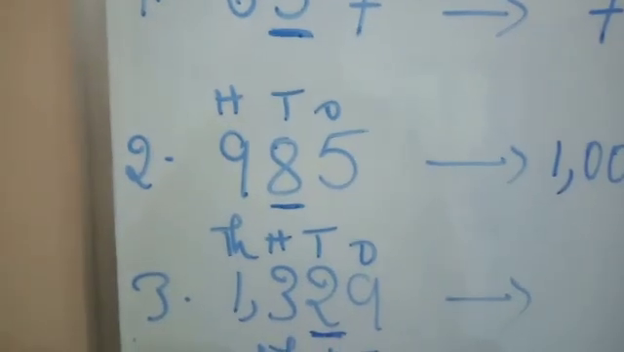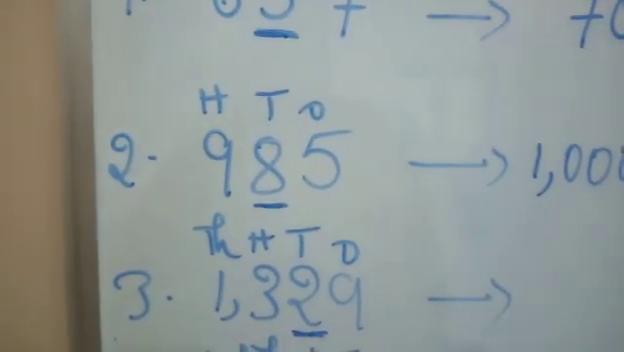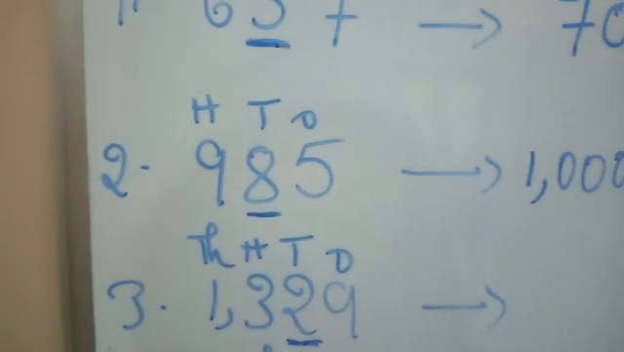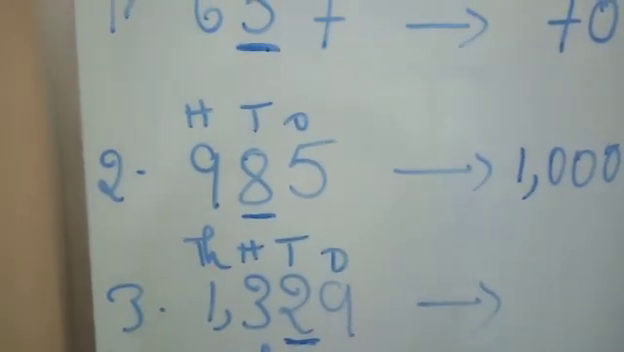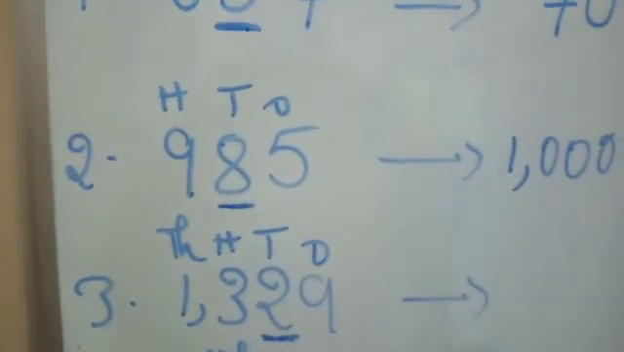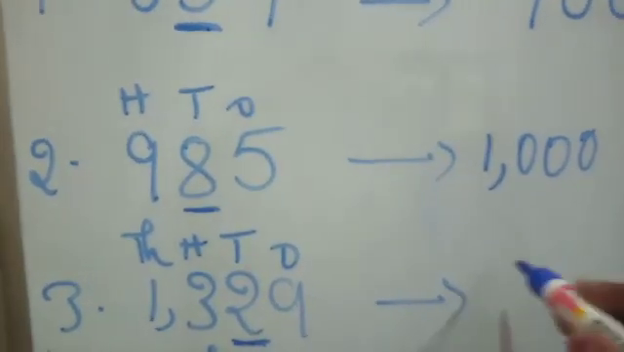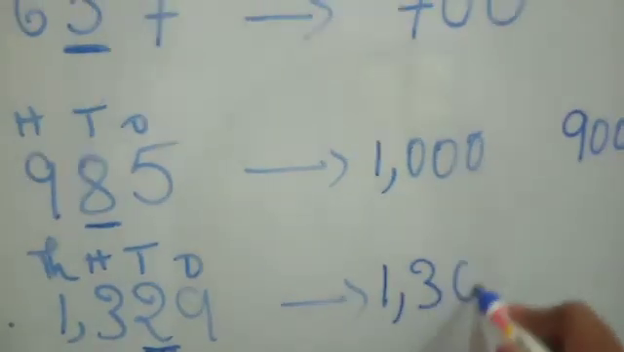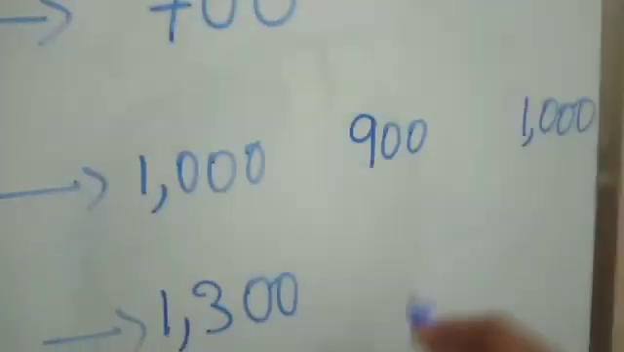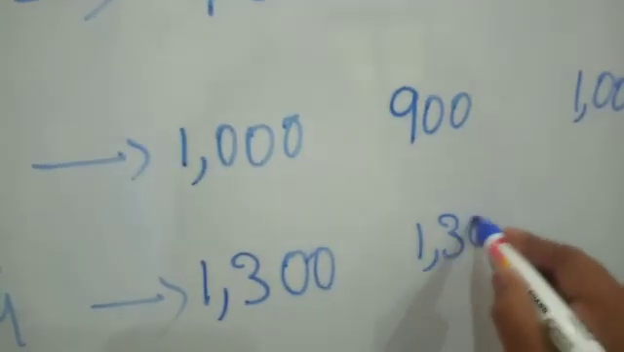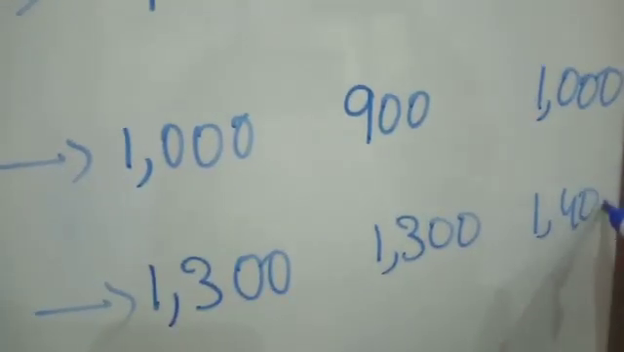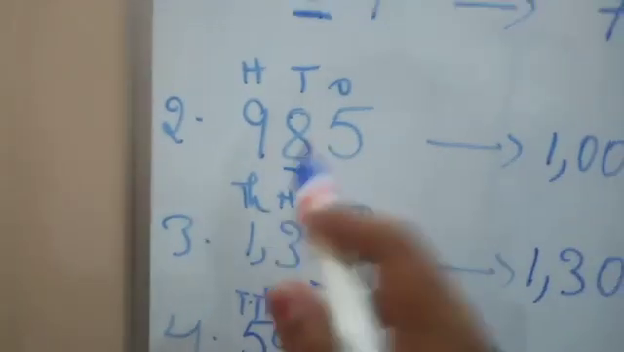Next question. 1329. In tens place 2 is there. So what is the rule for that? Which is the nearest 100? Lesser 100 or greater 100? In tens place 2 is there. So we should round it off to its lesser 100. So the answer will be 1300, because 1329 lies in between 1300 and 1400. So 1300 is the lesser 100 for 1329. So we wrote the answer as 1300.